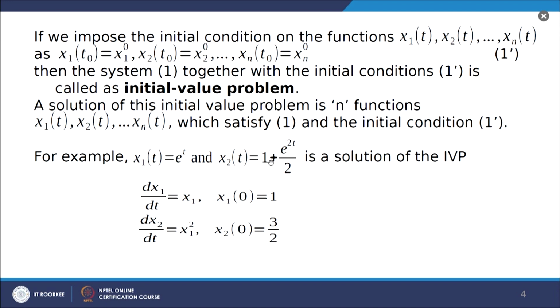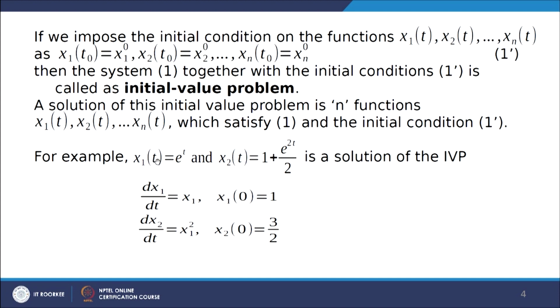When you differentiate this with respect to t, what you get is dx2 by dt equal to 2 times e to the power 2t by 2, that is e to the power 2t. So, dx2 by dt is equal to e to the power 2t, which is equal to e to the power t whole square, and so we can write that as x1 square. So, dx2 by dt is equal to x1 square. So, x1(t) equal to e to the power t and x2(t) equal to 1 plus e to the power 2t by 2 satisfy the differential equations of this system.